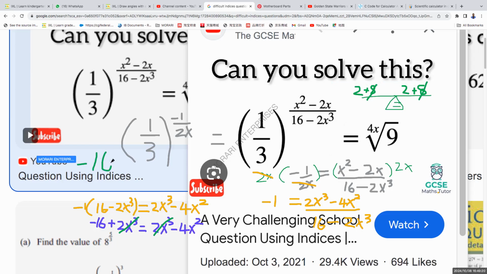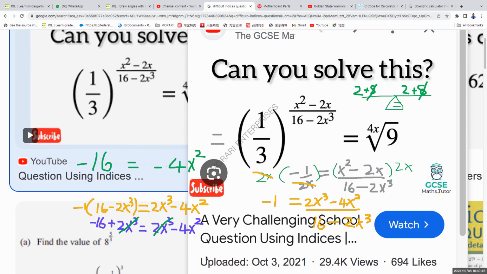Negative 16 equals negative 4x squared. All right. So negative 16 equals negative 4x squared. Okay, let's keep solving and going up now.